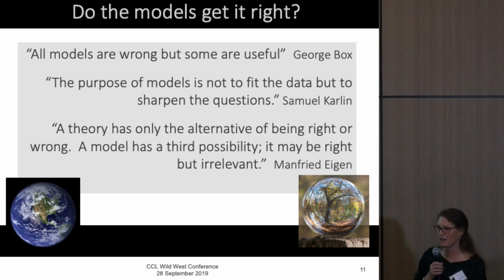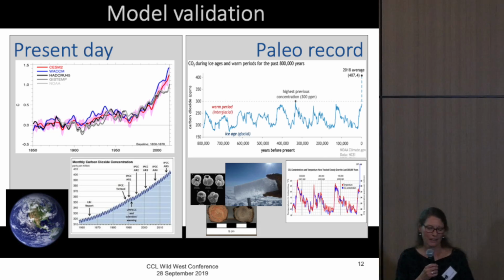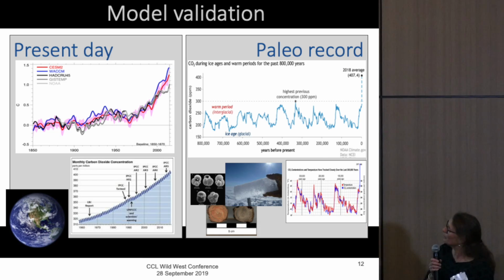We've gotten it right for the wrong reasons. So that's another question that we're always asking ourselves as modelers. And how do we validate a model? Well, we test it against observations. We know the models have skill. That's the metric that we use: whether they're skillful in reproducing observations.